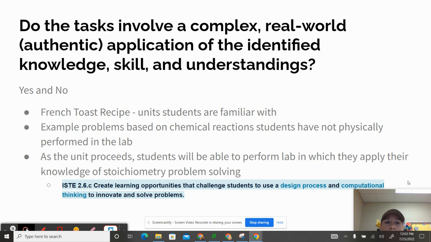I'm going to say no to this because the example problems that we work through in the gradual release process use reactions they've not physically performed in the lab. So although it might make sense conceptually on paper, they don't know what that looks like real time. But as the unit proceeds, we will be in the lab more often. So they will be able to apply their problem solving skills in a real world situation as our labs progress from very cookie cutter step by step to guided inquiry to more inquiry based, so that students have that opportunity to design an experiment, use their computational thinking to solve problems, which is the ISTE standard that I reference here.